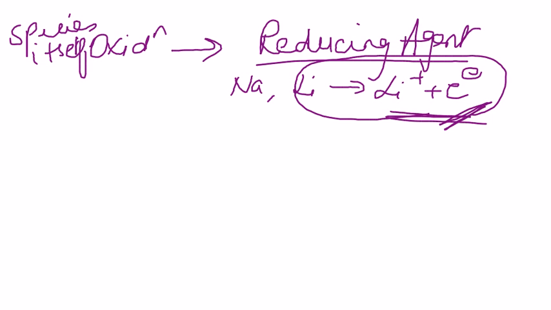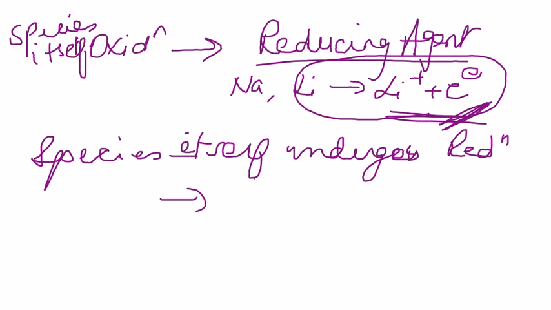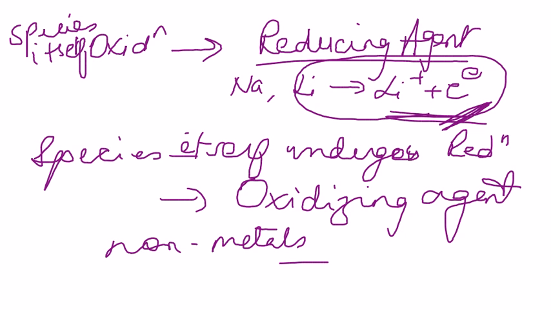because it allows for that electron to be given to other species. On the other hand, species which themselves undergo reduction, that is really called an oxidizing agent. And so most nonmetals are oxidizing agents. Great examples will be oxygen itself, chlorine gas.